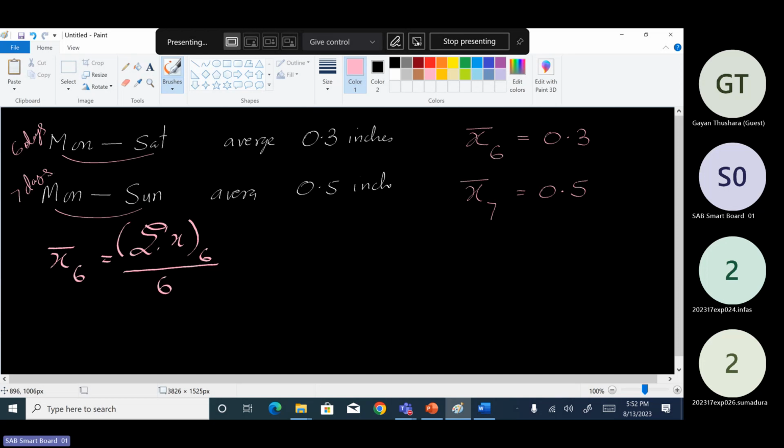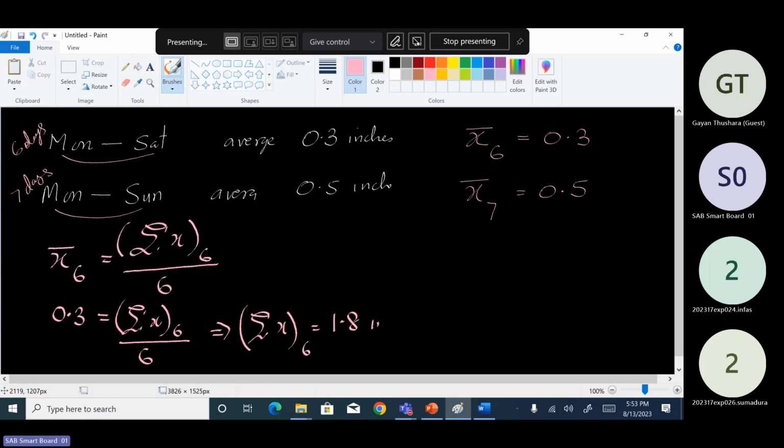So this value is given, 0.3. So that is sigma X 6 over 6. So we can cross multiply, 1.8. So this implies sigma X 6 is 1.8 inches. What is that? That is the first 6 days' total rainfall.